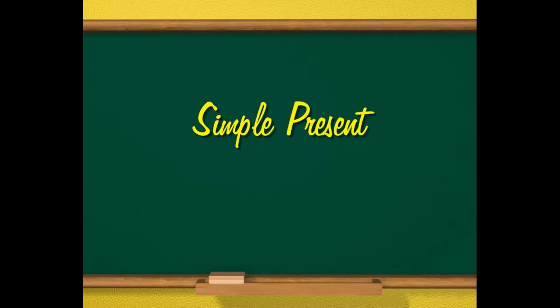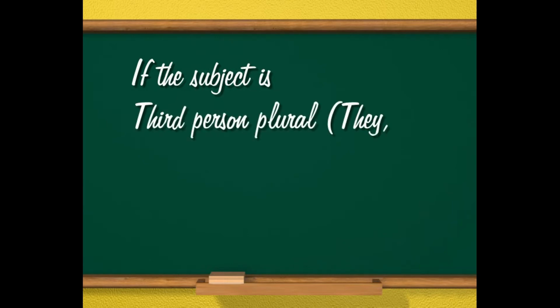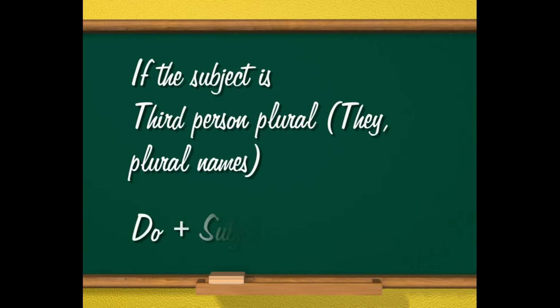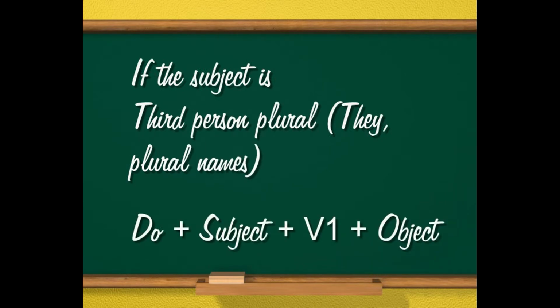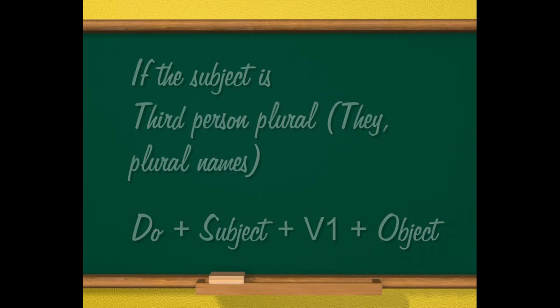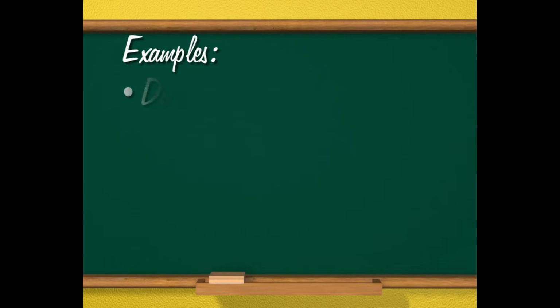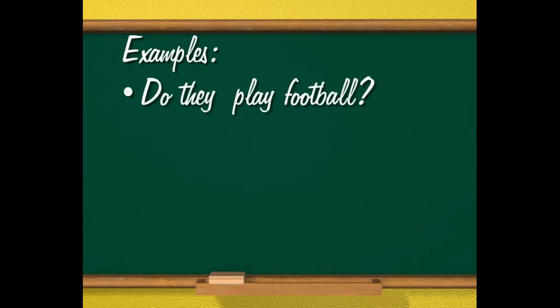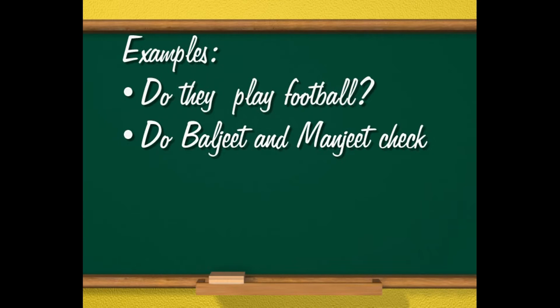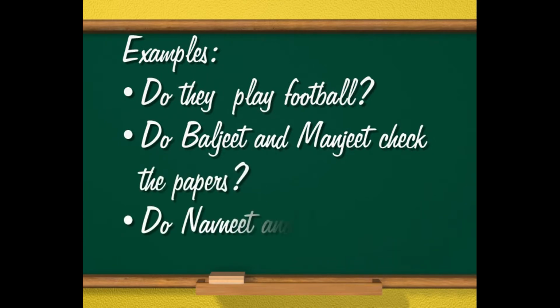Simple present interrogative. If the subject is third person plural, they, plural names, do plus subject plus verb 1 plus object. Examples. Do they play football? Do Baljeet and Manjeet check the papers? Do Navneet and Ravneet bake cakes?